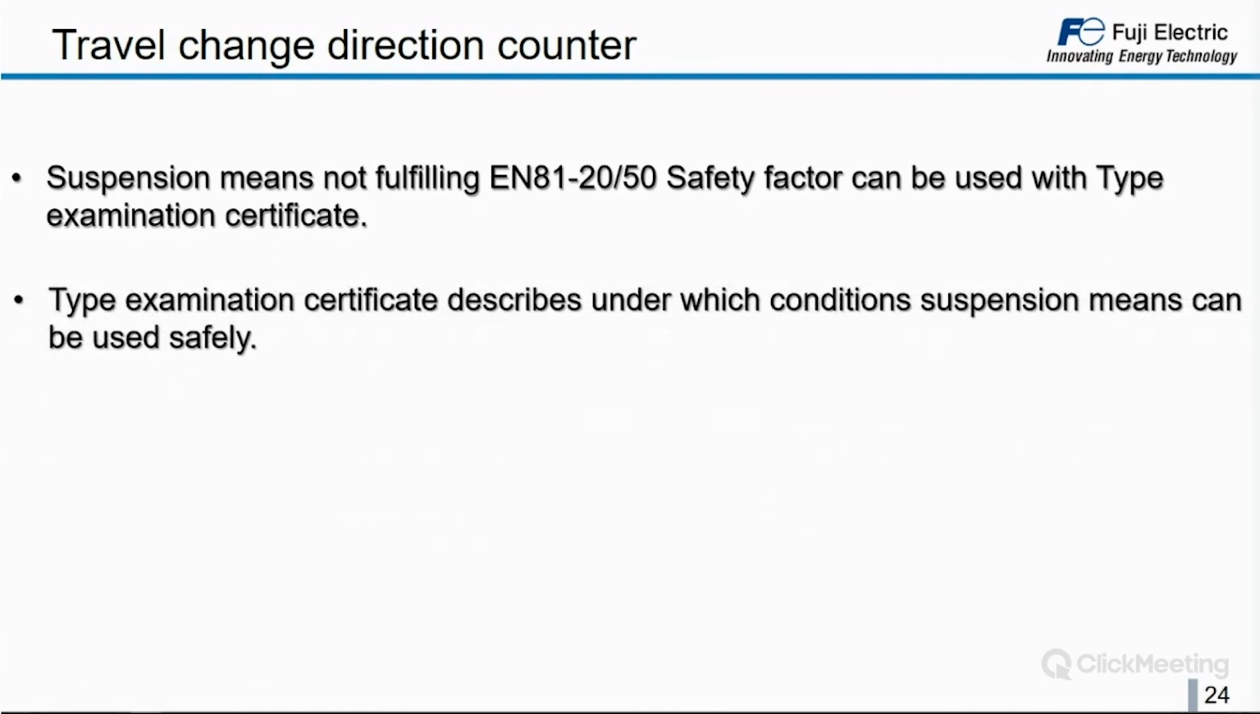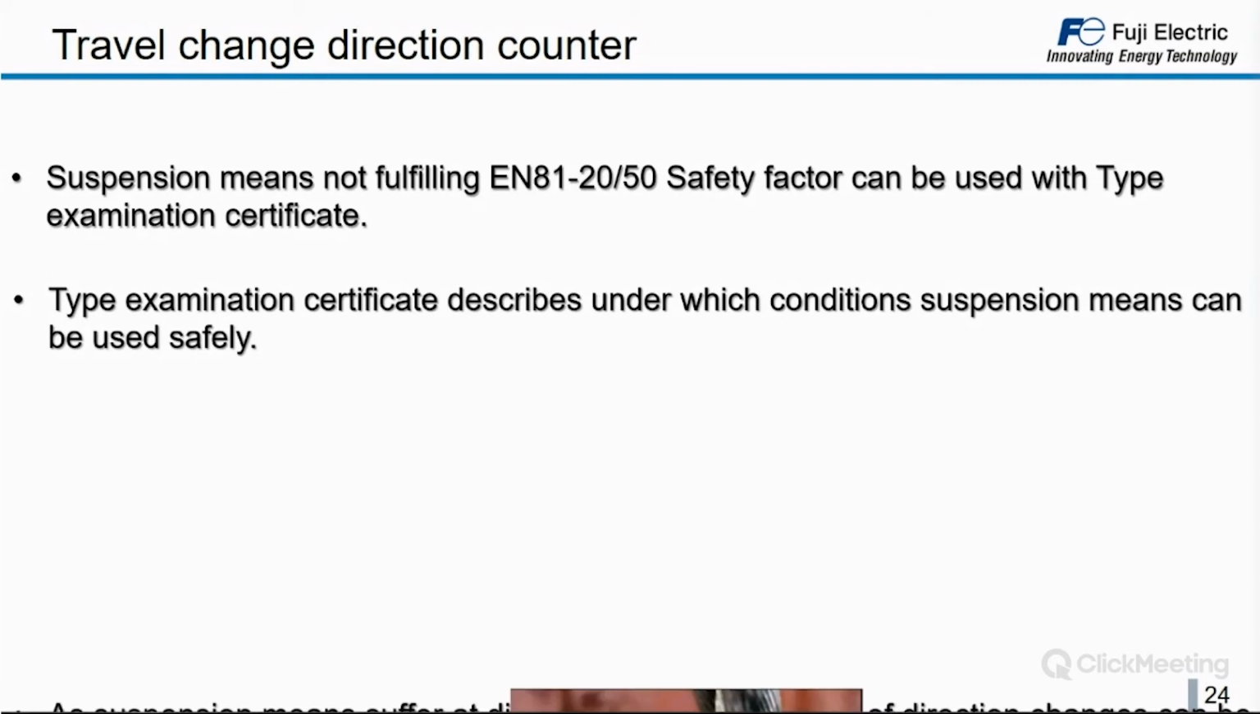So how do companies making those suspension means solve this problem? Basically by using a type examination certificate. A type examination certificate is a certificate where the notification body specifies under which conditions the suspension means can be used. If these conditions are fulfilled, as certified by the notification body, then the suspension means can be used.